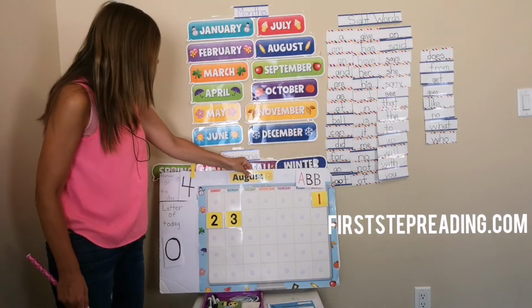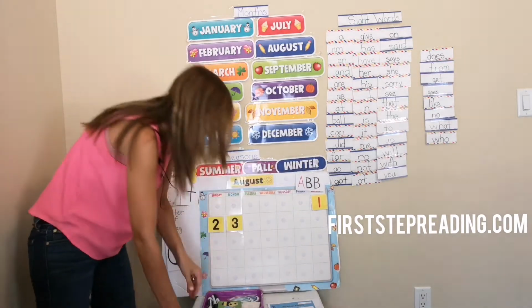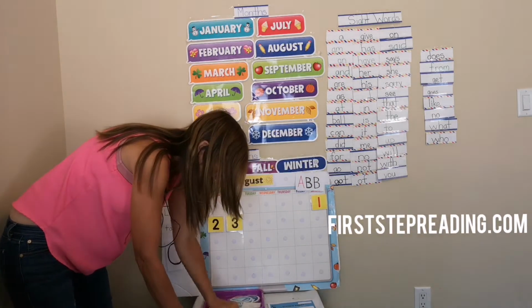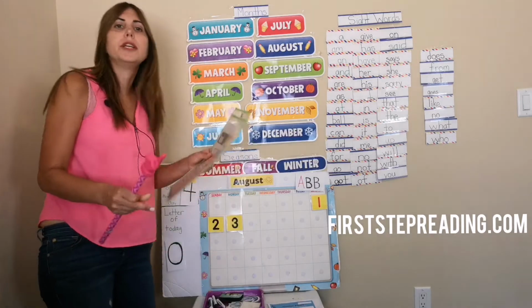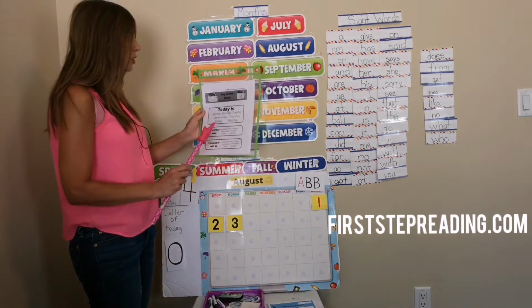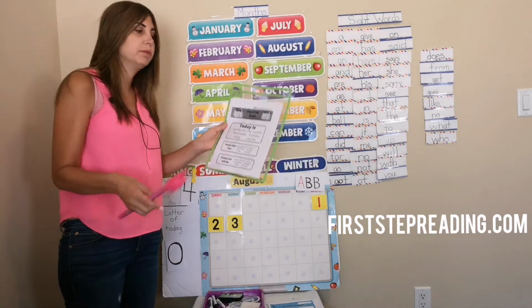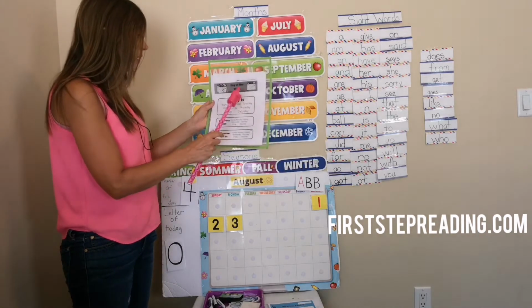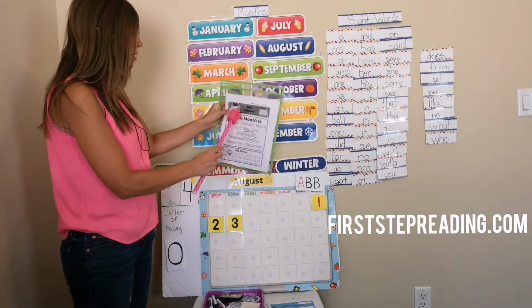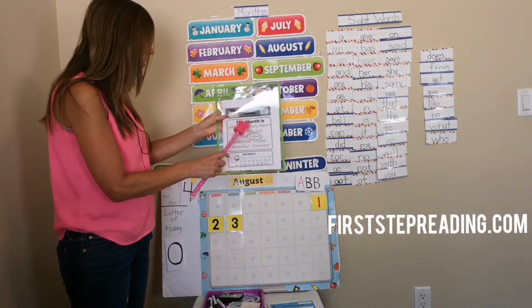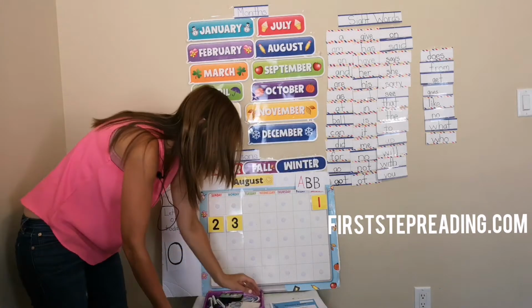Okay? So if you have this paper, all worksheets are free at firststepreading.com. You just click on the one you want and your adult can print it. So this one is, we're going to do first daily calendar. So if you have this one, you could take it out now.